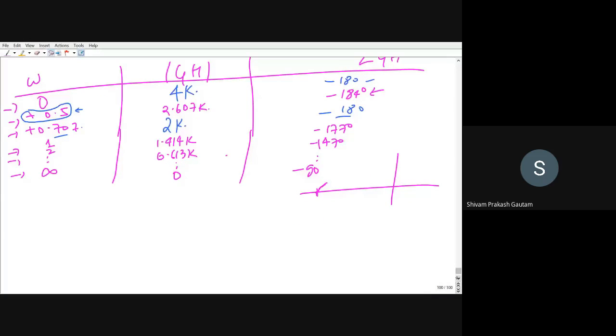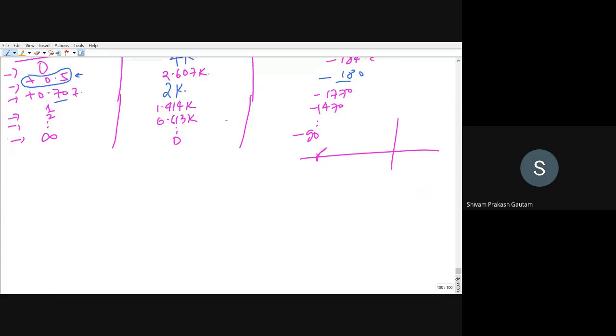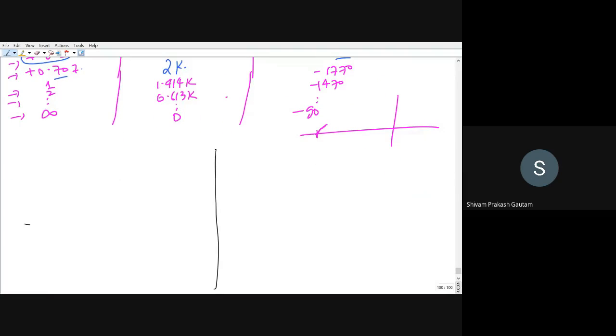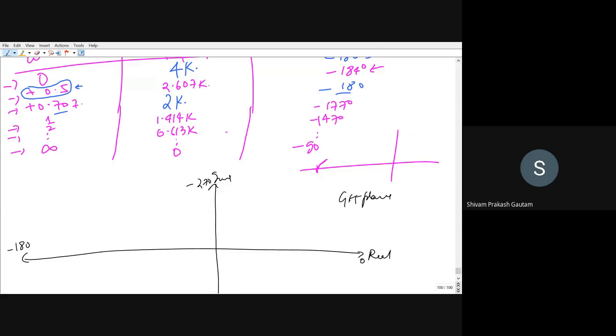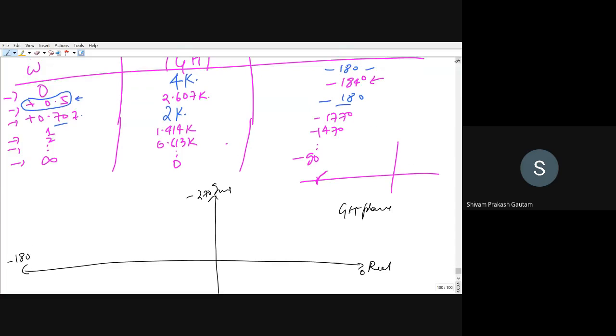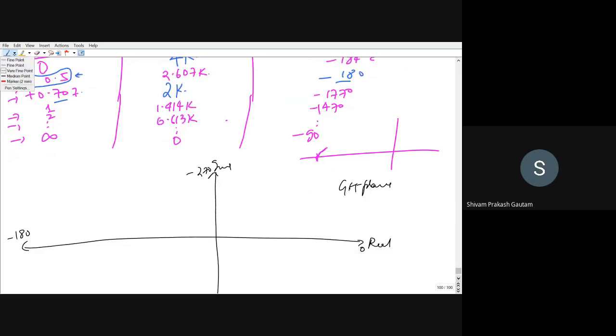Okay, so for this we have to draw the polar plot. This is your real part, this is your imaginary, this is your GH plane. 0 degree line, minus 90, minus 180 degree line, minus 270 degree, and so on. At omega is equal to 0, what is the phase you are getting? Minus 180. At omega is equal to 0, your phase is minus 180.